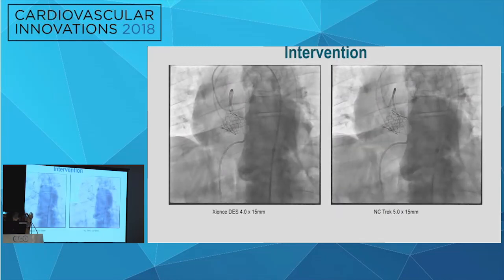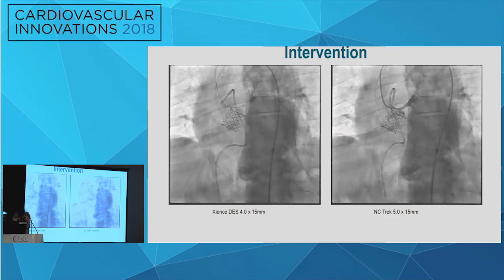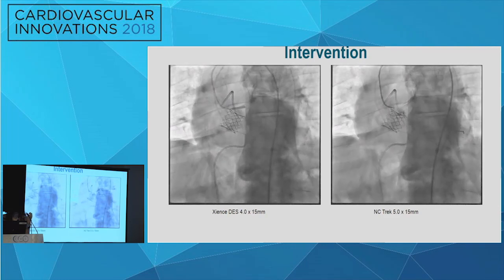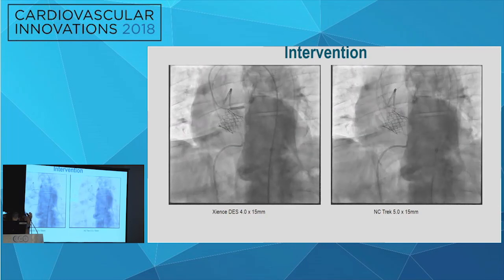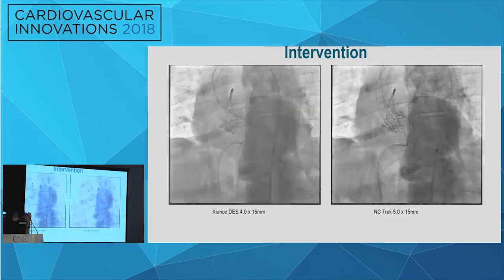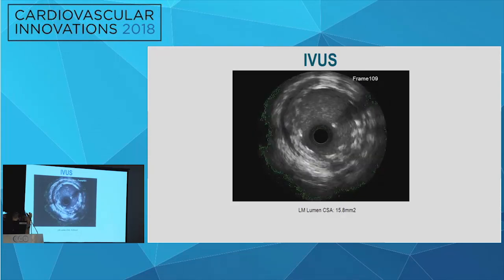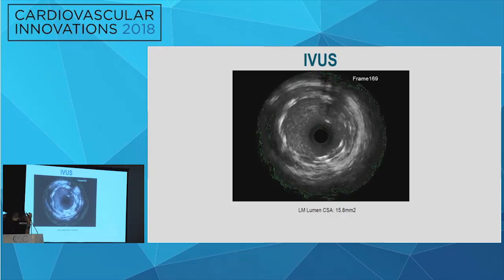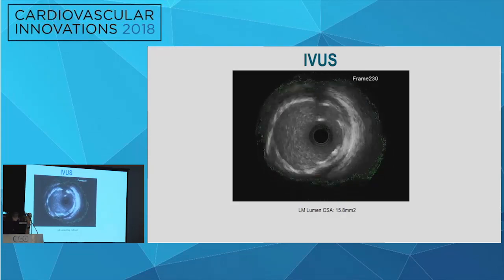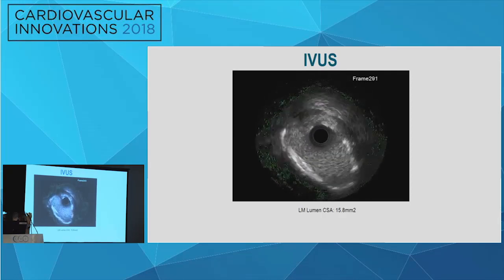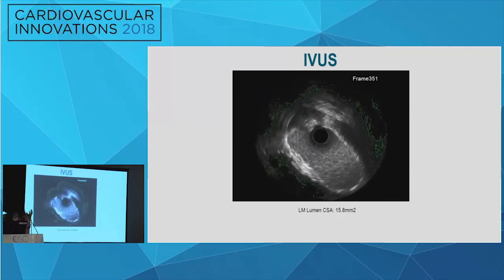So the second Xience was a 4x15, and we post-dilated with an NC Trek 5x15. And then I'll show you the final result in 1 second here. This is the final IVUS run with a cross-sectional area of 15.8. Much better, though still there's some compression.